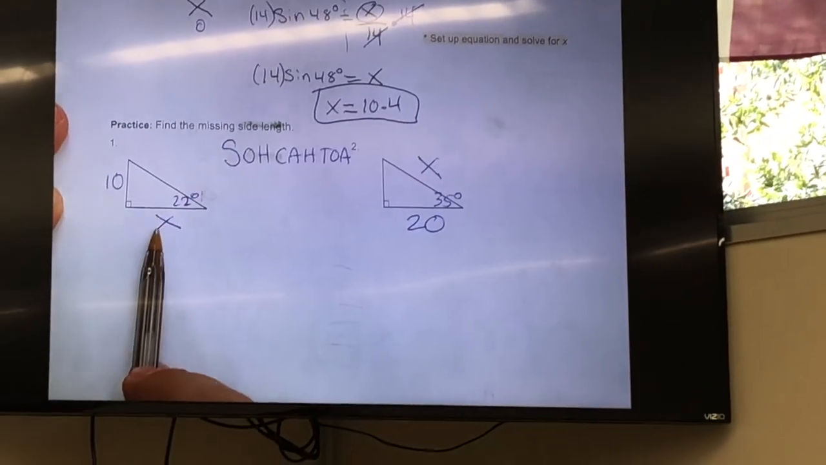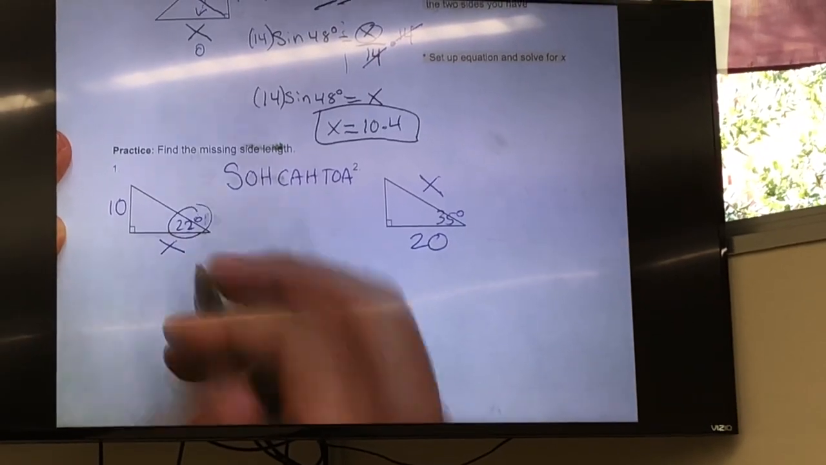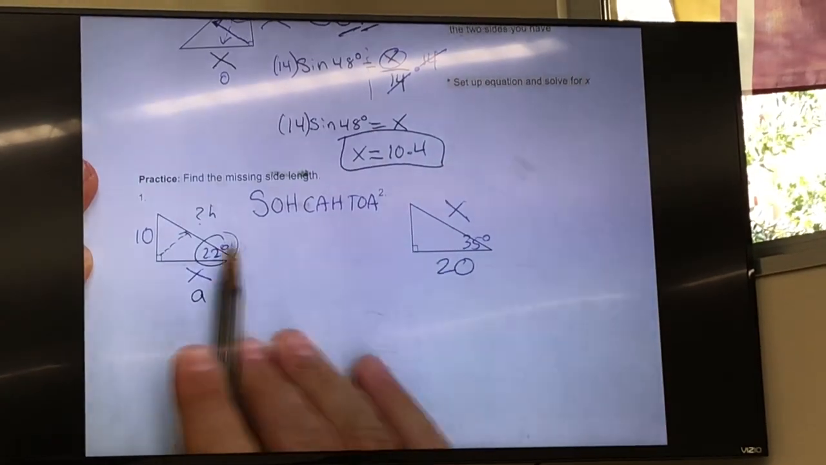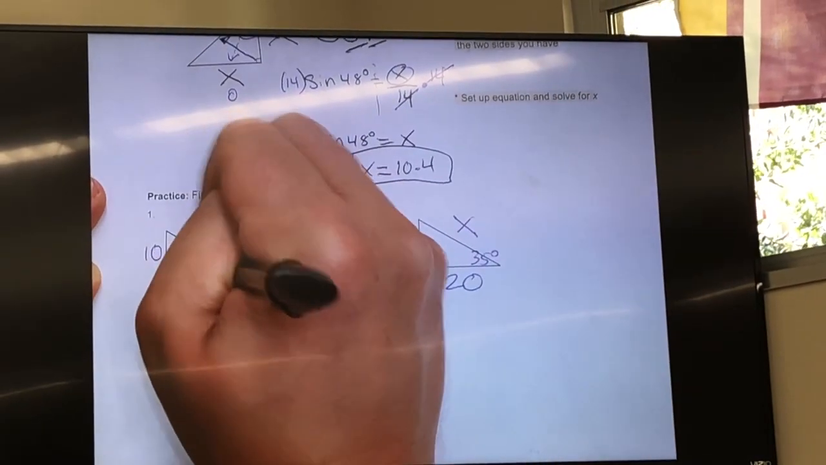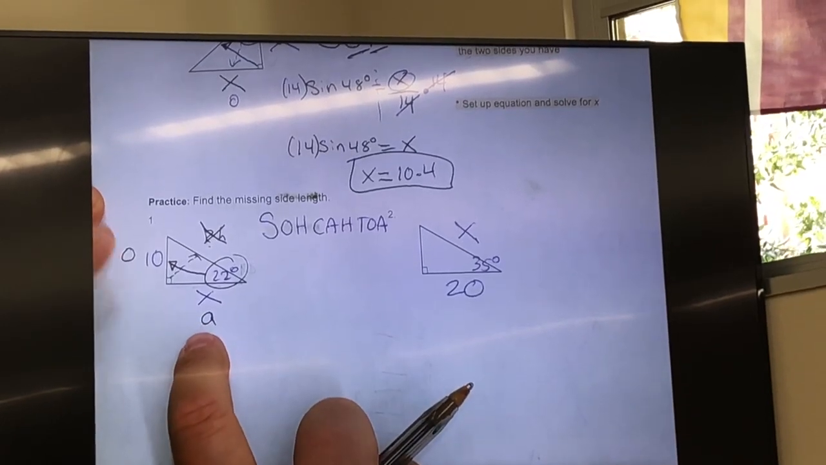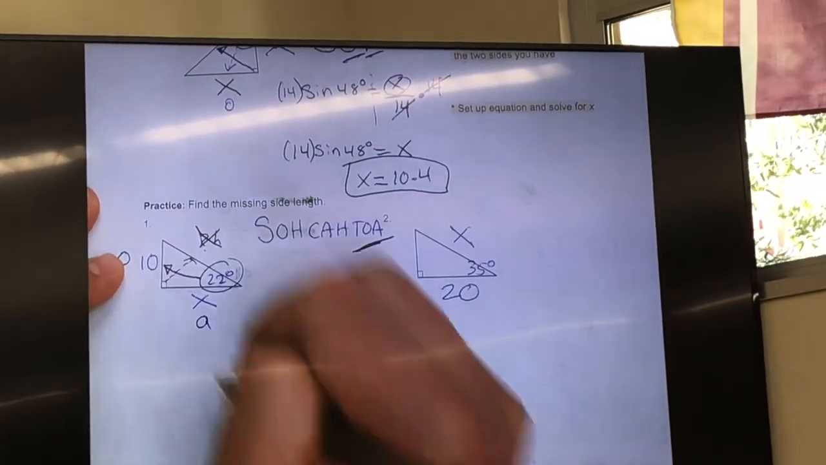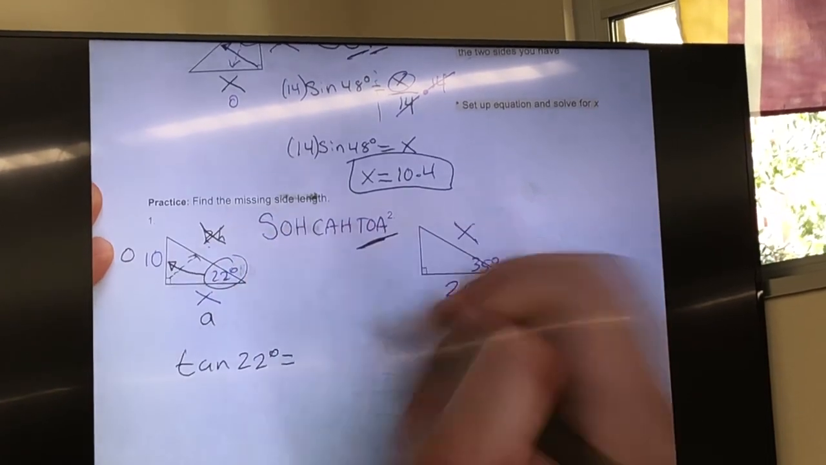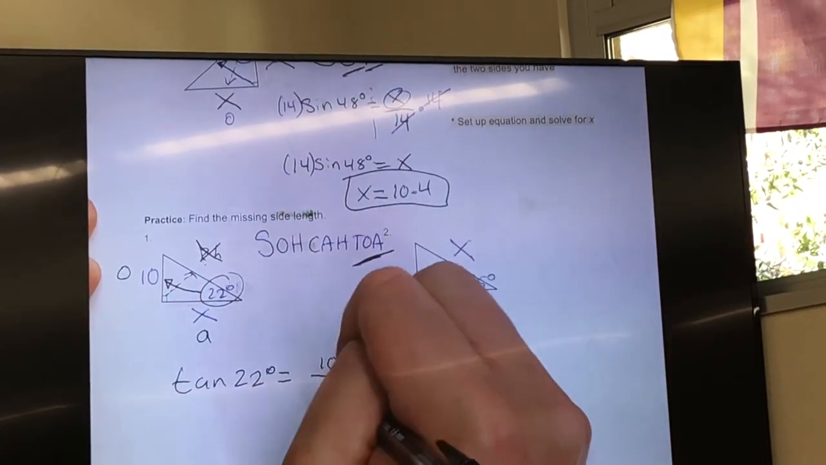So first problem here. Here is our reference angle. This is an adjacent side. It's attached. That means that the longest side is what is not there. That's your hypotenuse. Again, we don't need that. And this one here from the angle will be our opposite side. So we're looking for something with O and A. That's right, it's TOA. So the tangent of 22 degrees is equal to my opposite side over my adjacent side.